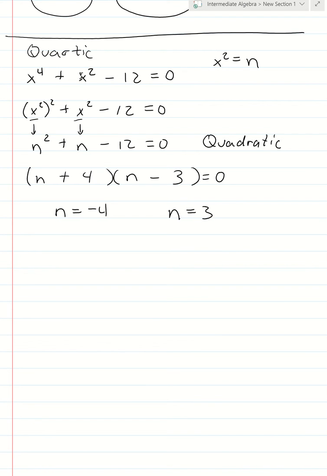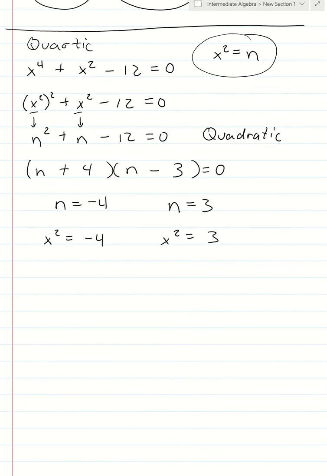But the original equation is in terms of the variable x, and that's what we have to solve for. And since we established earlier the relationship that x squared equals n, we can now say that x squared equals negative 4, as well as x squared equals the positive 3. And so now we want to go and solve for the variable x, and once again we can use the square root method. I'm going to simply take the square root of the left side, plus or minus the square root of the right.